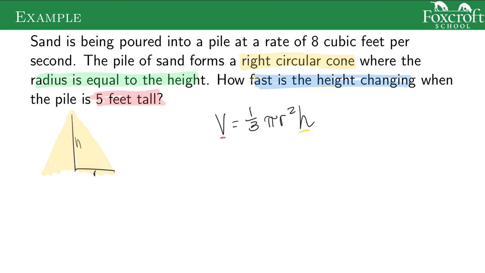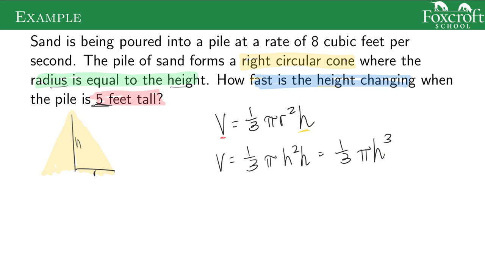But we can make the problem a lot simpler because we know in this example, the radius is equal to the height. So we can just replace the r with an h because they are equal to each other: 1/3 pi h cubed. So this is our formula. Our volume of this cone is 1/3 pi times the height cubed. Again, I don't want to plug in 5 for my height right now because the height is going to be changing throughout the whole problem. It's not constant. I can't plug it in until after I do derivatives.